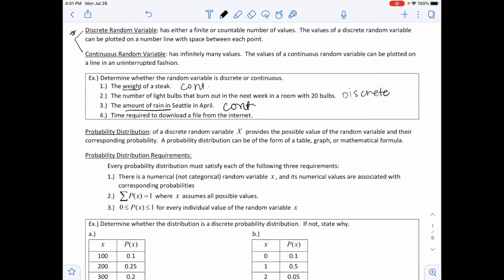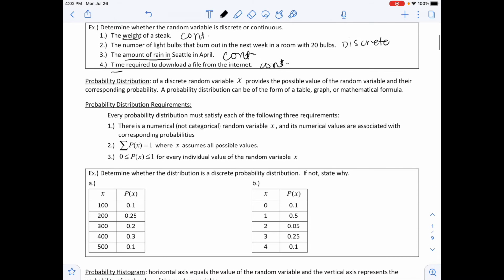Next, 4 says time required to download a file from the internet. Since we're talking about time, again it can be broken down from hours to minutes to seconds to nanoseconds, and we can keep breaking this down. This is also an example of something that is continuous.